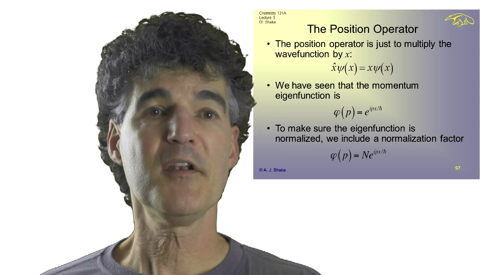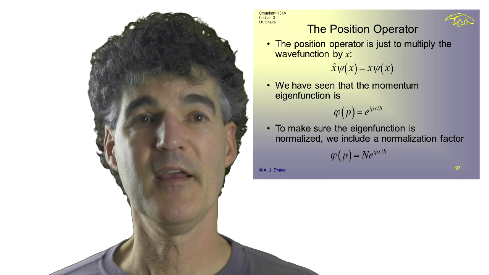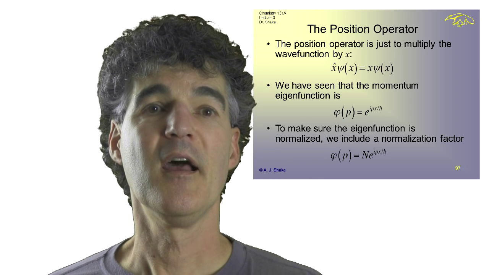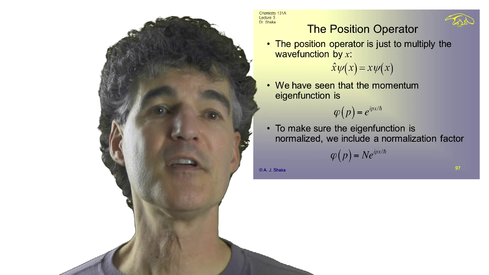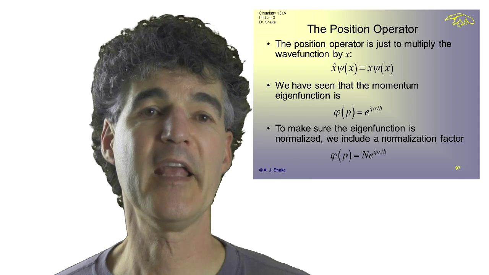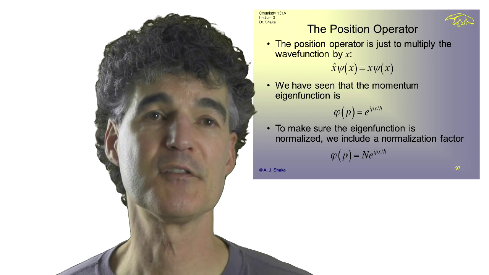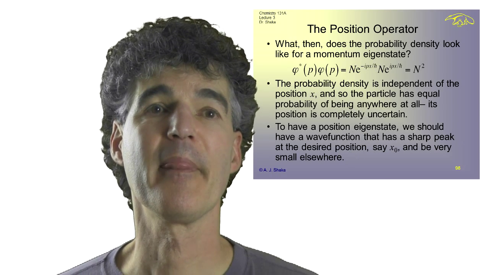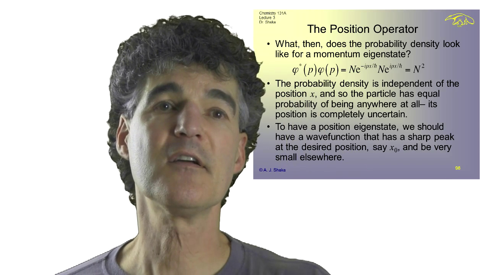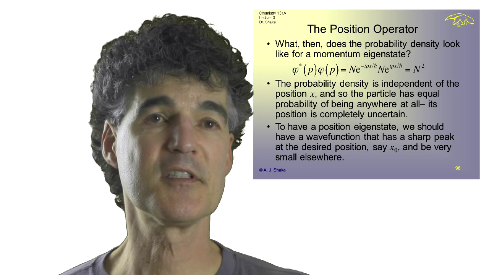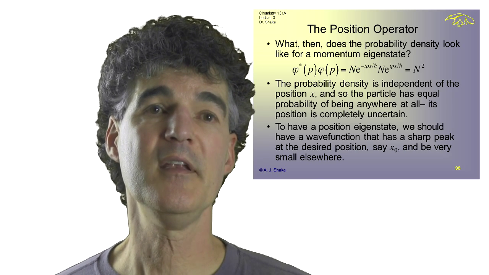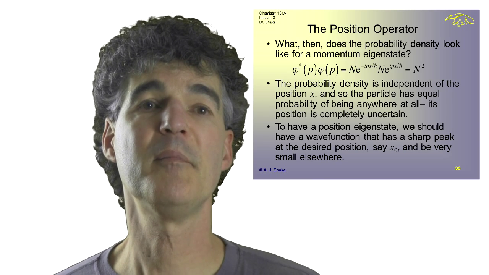The momentum eigenfunction is e to the ipx upon h bar. And to make sure that the eigenfunction is normalized, we should include a normalization factor, which I'll just call N, some number here, to make sure it's normalized. And the question is, what does the probability density look like for a momentum eigenstate? Well, we just take phi star of p times phi of p.